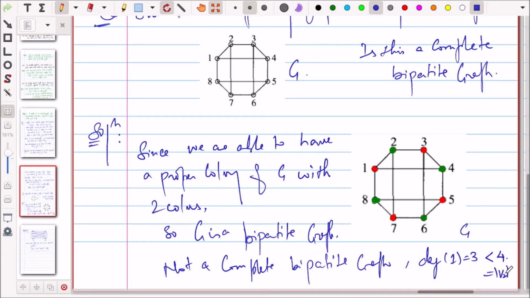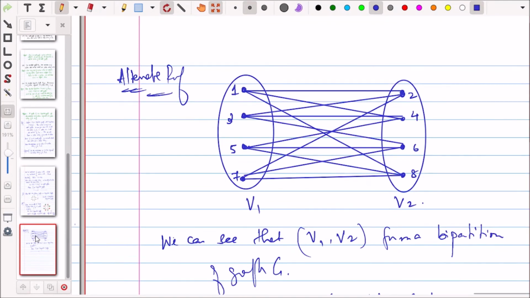So, you can easily say that 1 is not adjacent, because 1 is adjacent to 2, 4 and 8, but it is not adjacent to 6. 1 is not adjacent to 6, which belongs to the other set, right? So you can give any reason, we have many reasons.